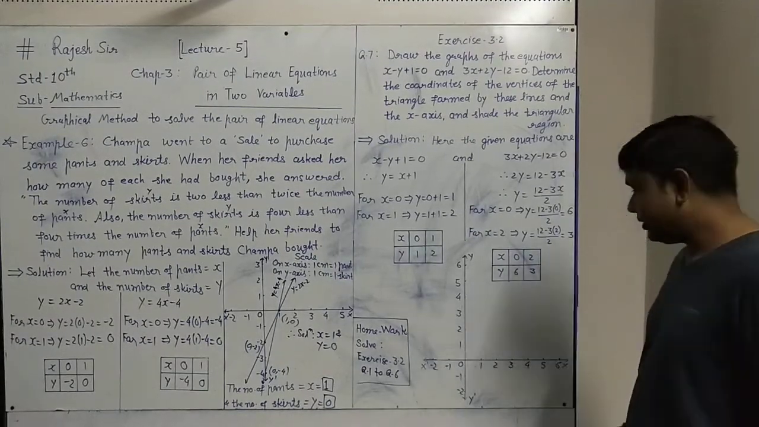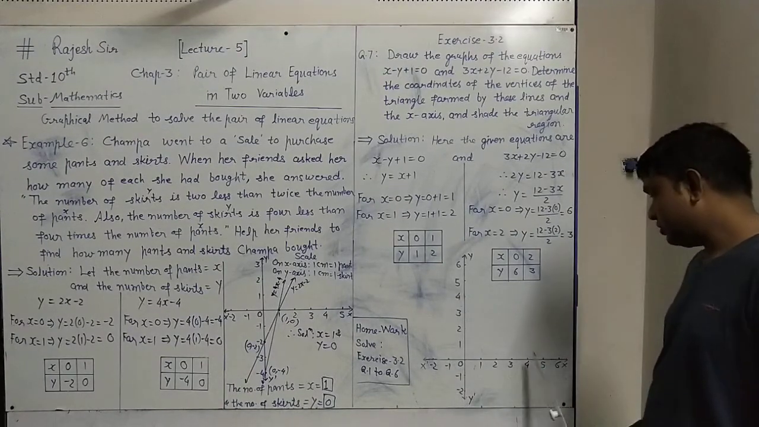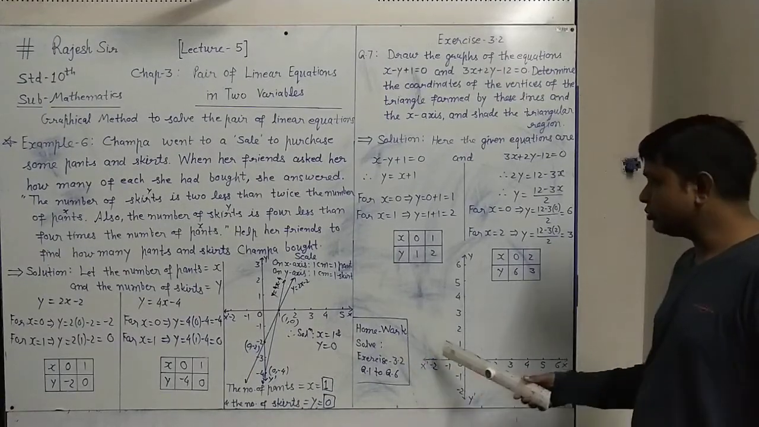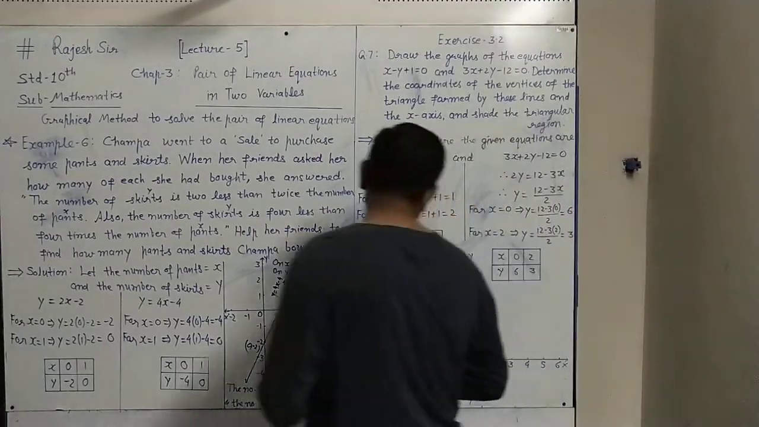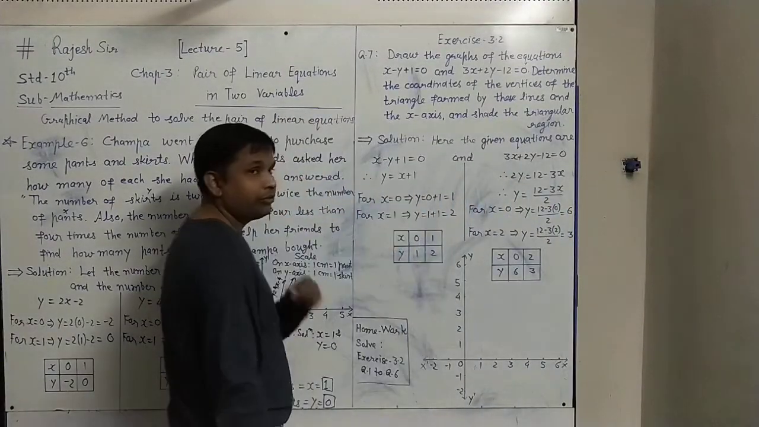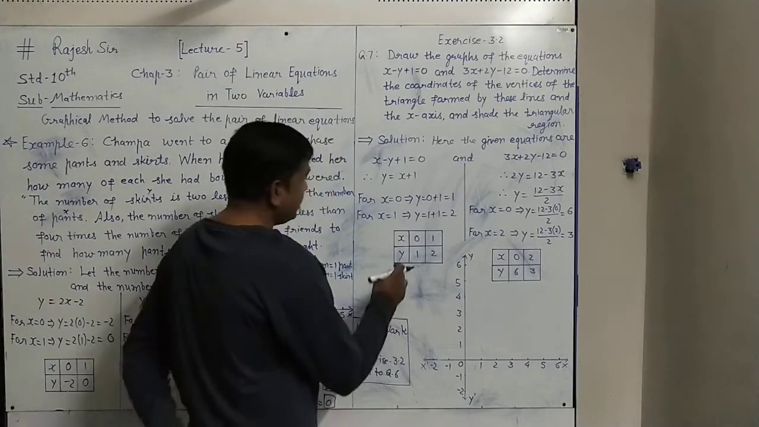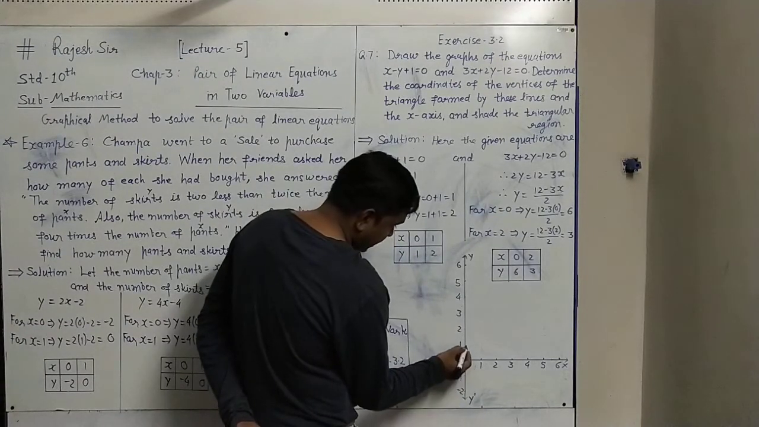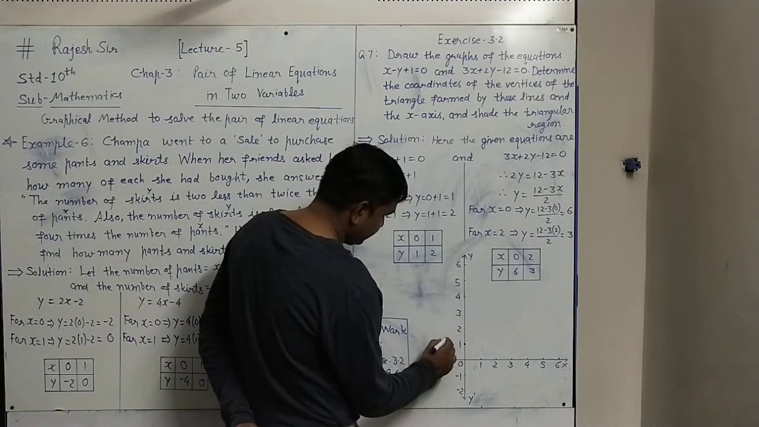Now to draw the graph, we have the x-axis and y-axis with all signs given: 0, 1, 2, 3, 4, 5 on the right and minus 1, minus 2 as usual notations. I will place the given solutions. For this equation, if I want to draw the line, I have to join these points. x is 0, y is 1. x 0 is here only, y 1 is this point. This point is (0, 1).